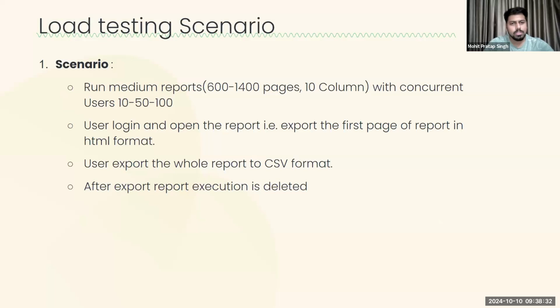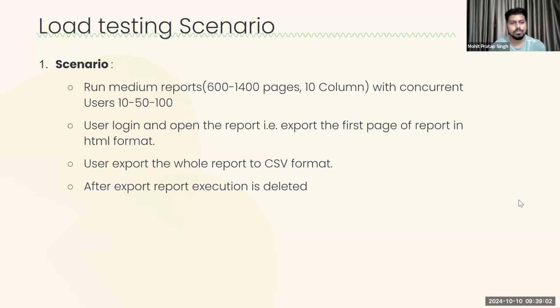Now talking about the load testing scenario. This is scenario one, where we are running medium reports of around 600 to 1400 pages with 10 columns. So it's a tabular report. This means that the virtualizer will get triggered. We have set the max size as 300 only. We haven't changed it. So for 600 and 1400 pages reports, the virtualizer will get triggered.